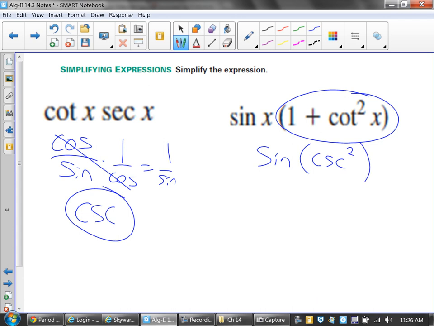Cosecant squared is the same thing as saying what? In terms of sine and cosine, 1 over sine squared. So it's sine times 1 over sine squared.